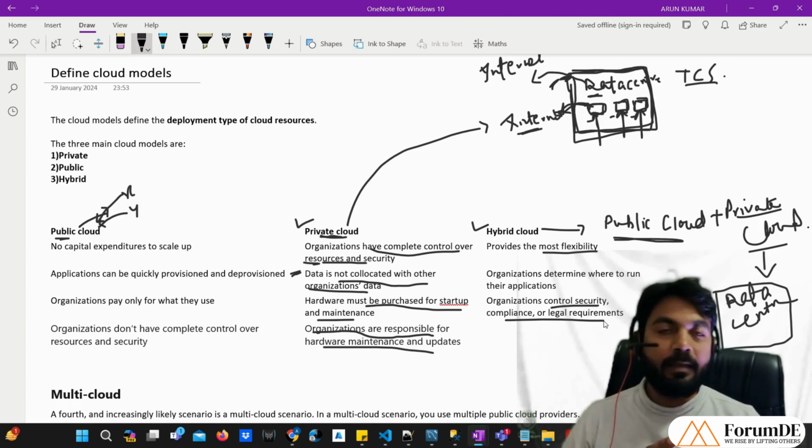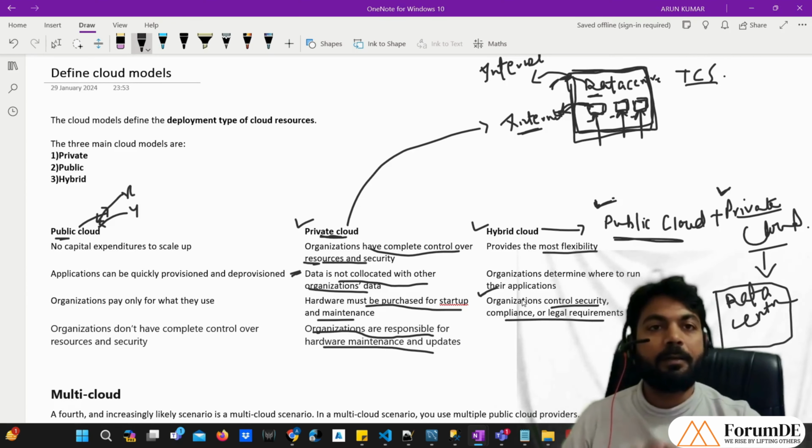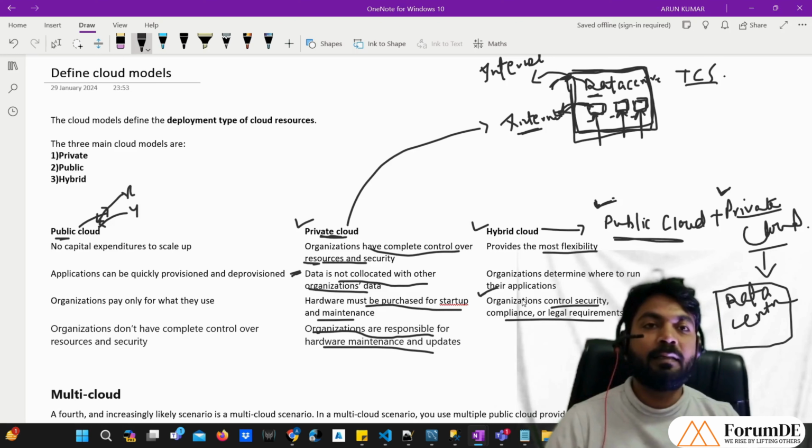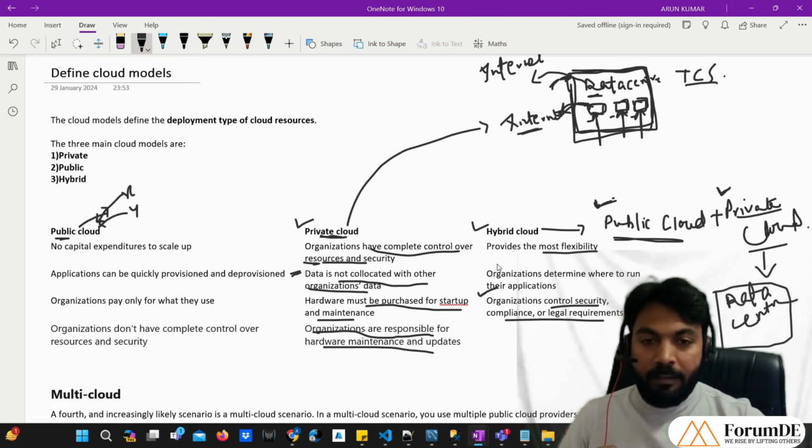So what they can do is store their sensitive data in their private cloud, and the data that are not sensitive can be stored in the public cloud. That's why it says the organization controls security, compliance, and legal requirements. All those things can be controlled by organizations using hybrid cloud. So these were the three main cloud models that I wanted to bring in front of you.